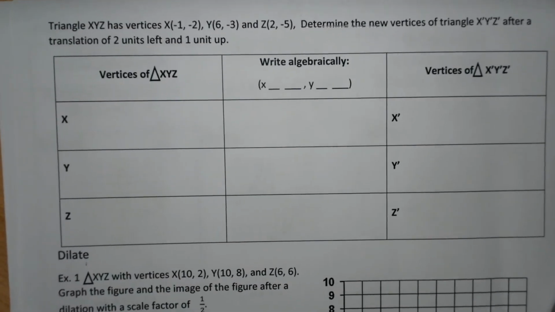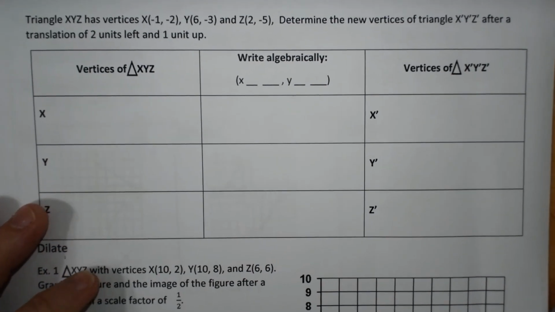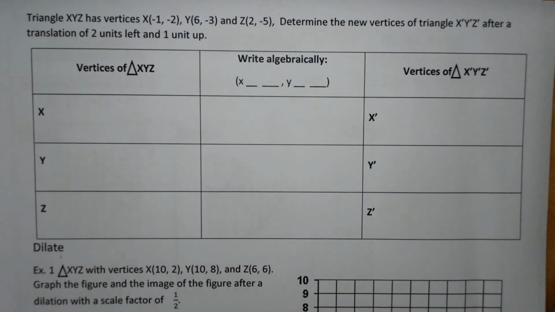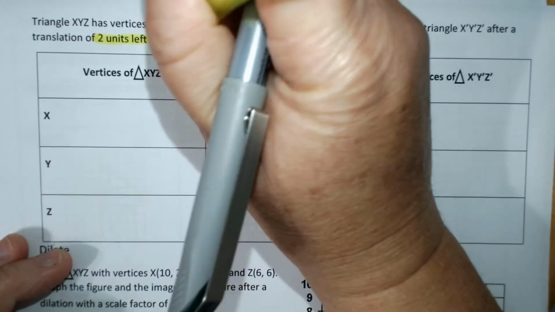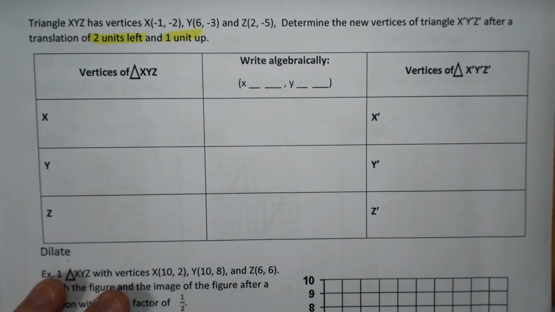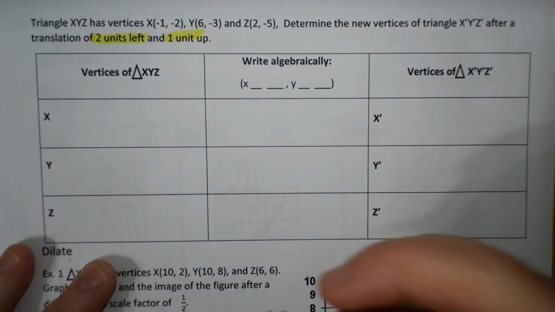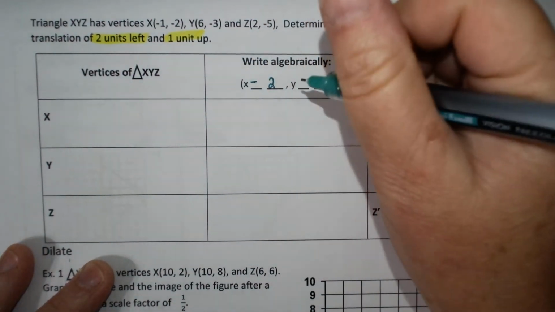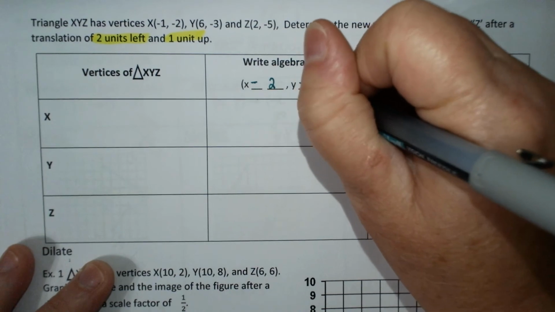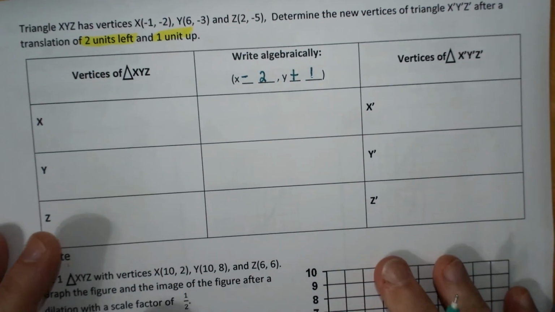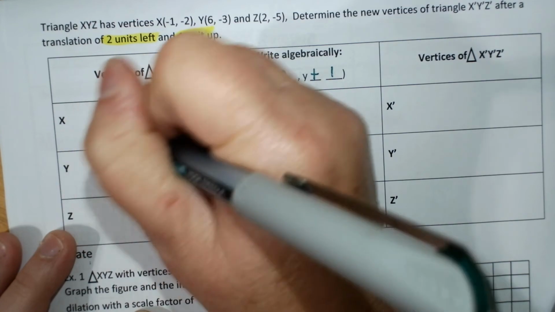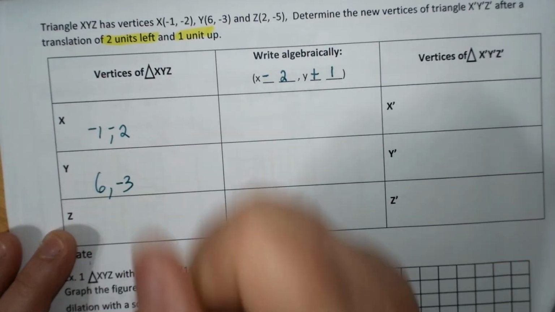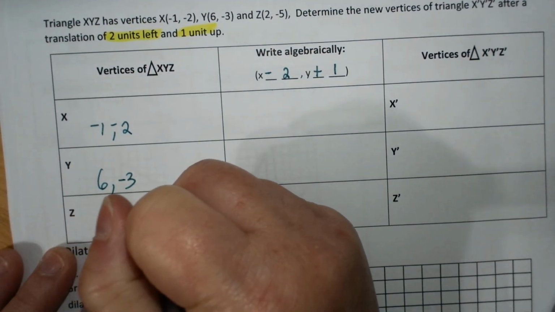Okay, here we go. Triangle XYZ has vertices. Determine the new vertices after translations of 2 left, 1 up. 2 left, 1 up. Left is what letter? X. Left, minus, so that's X minus 2. And 1 unit up, up is Y, and up is positive, so like that. So I'm going to put my vertices here, -1, -2, 6, -3, and 2, -5.